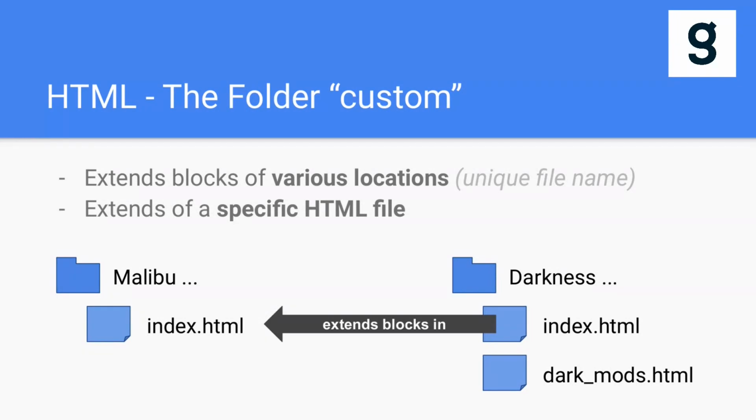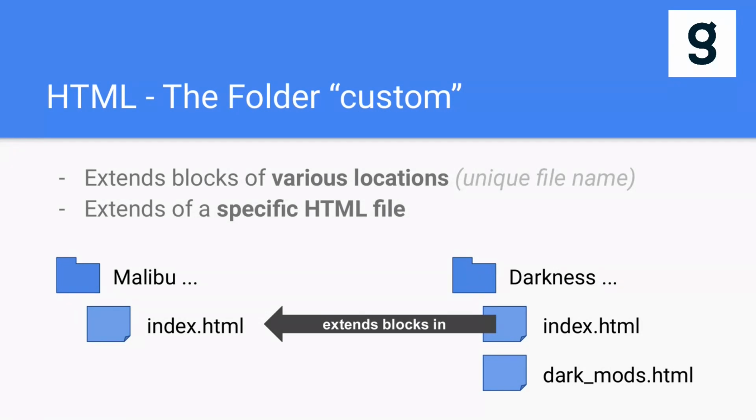If we create a new file with a unique file name, you will be able to define multiple blocks of various locations in just one file. So that means you can just have one file and define multiple blocks. You can extend multiple blocks of different locations. It doesn't have to be the index HTML. It could be the header HTML, footer HTML, etc.